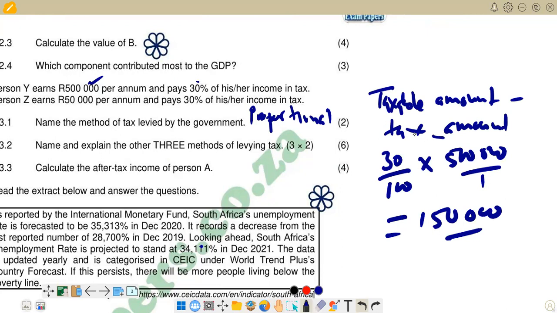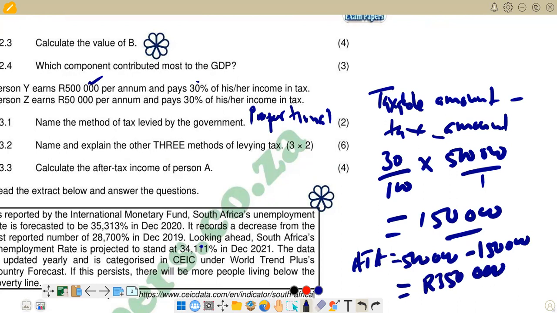So to get the after tax amount, we are going to say 500,000, then you subtract 150,000. If you do that, you are supposed to get 350,000. So this is what we have in terms of calculation of tax amount. If you come to our memo, you would see that this is the calculation that we are given there.